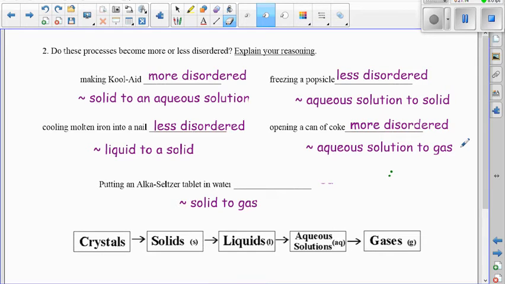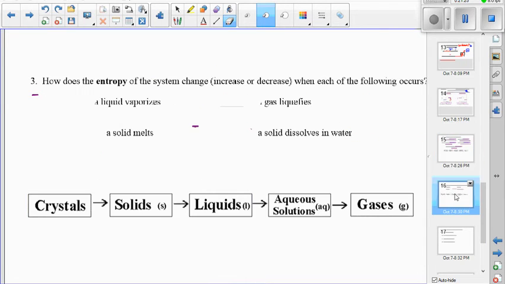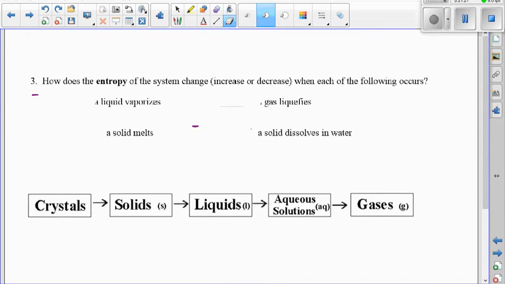Okay. This next question, I hope you guys recognize that questions 2 and 3 are asking you the exact same thing. They're just different phrasing. In 2, it's like, is this more or less disordered? And in 3, it's saying, is this more or less entropy? Again, entropy means disorder. So these are actually the exact same question. So please recognize that, okay? Because I could use either phraseology on the quiz on Friday.